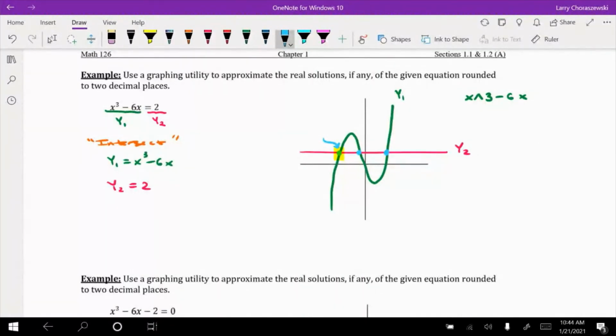All right, let me just label these points. That was roughly negative 2.26, comma 2. We had roughly negative 0.34, comma 2. And then, yep, 2.60, comma 2. Now, in terms of solutions to the equation, those are always going to be the x-coordinates. So since there are 3 points of intersection, this equation has 3 solutions.